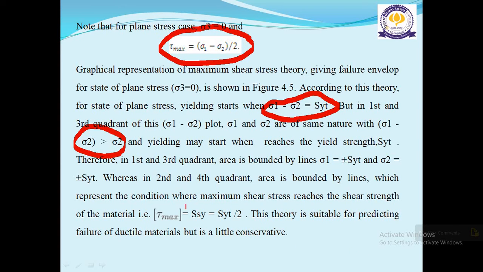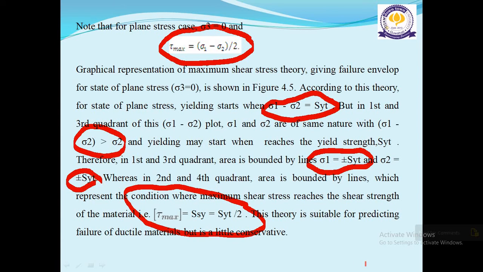Therefore, in the first and third quadrant, the area is bounded by lines sigma 1 is equal to plus minus Syt and sigma 2 is equal to plus minus Syt. Whereas in the second and fourth quadrant, the area is bounded by lines which represent the condition where maximum shear stress reaches the shear strength of the material. That is, tau max is equal to Sys is equal to Syt divided by 2. This theory is suitable for predicting failure of ductile materials but is a little conservative.